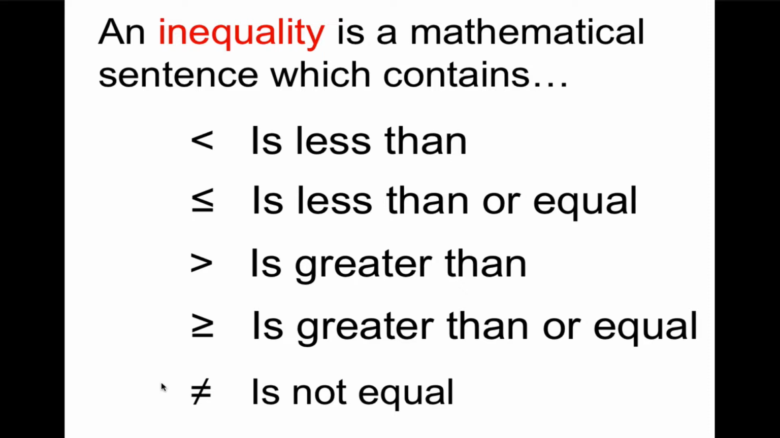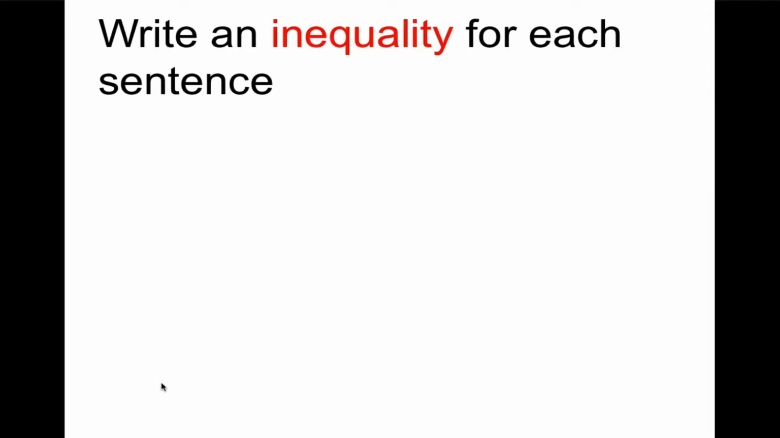They are the opposite of equal. Okay, so an equality is a sentence which contains an equal sign, sometimes called an equation. And an inequality is a special type of equation which contains one of these 5 symbols. So we're going to practice writing sentences on the left, and you should translate them into Mathish using inequality symbols.